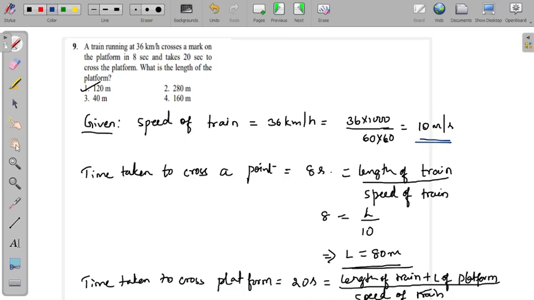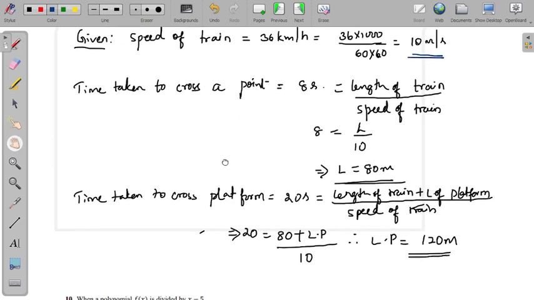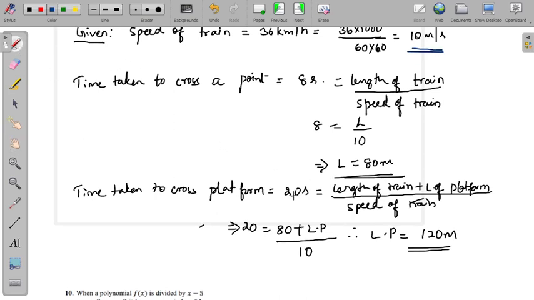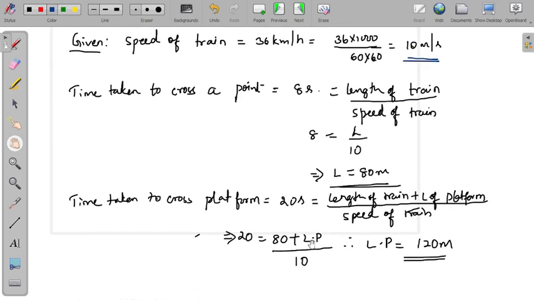Now, time taken to cross the platform. That is what the requirement is. 20 seconds is equal to, because the platform is stationary, this is the formula: length of train plus length of platform divided by speed of train. We don't have speed of platform. If there is some other object which is moving, in that case we have to add speed of that object also. But here the platform is stationary, no need to do that. 20 equals length of the train, which we just now calculated as 80, plus length of the platform we have to calculate, divided by speed of train, which is 10. So length of platform comes out to be 120 meters. So first option is the answer, 120 meter.